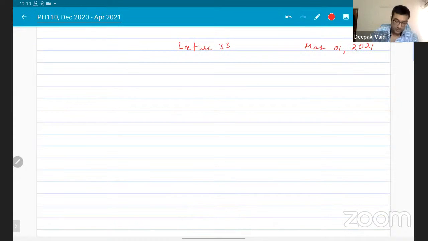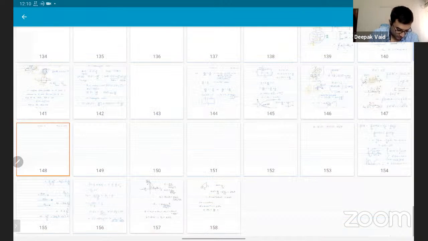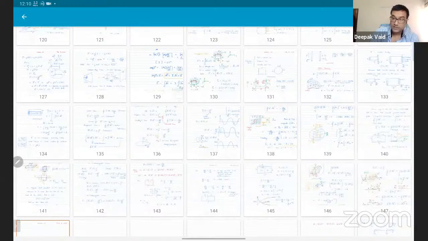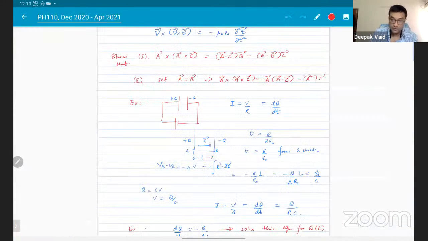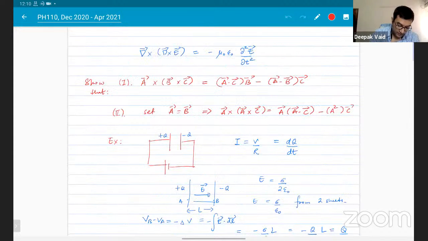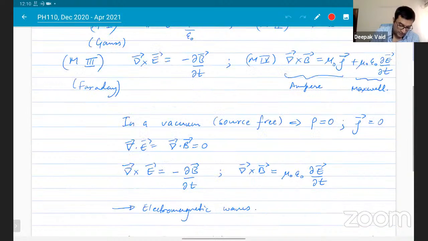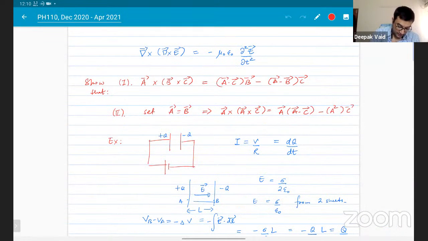So, what we have been talking about in the classes so far is electromagnetism. I've covered all of electromagnetism that is relevant for our course. The only thing that I haven't explained to you is how we get this wave equation and what are the solutions of this wave equation and what it tells us about the speed of light. So, I will do that today. Okay.